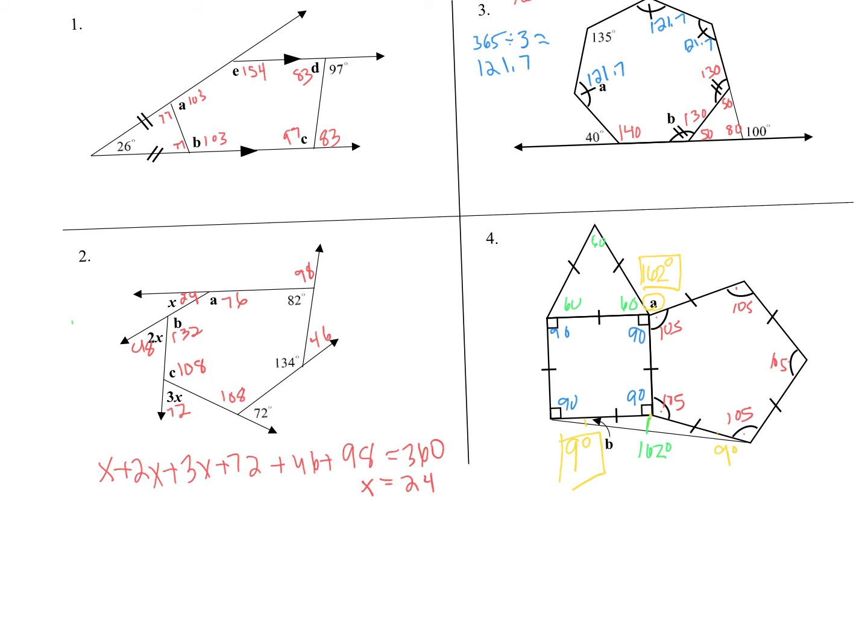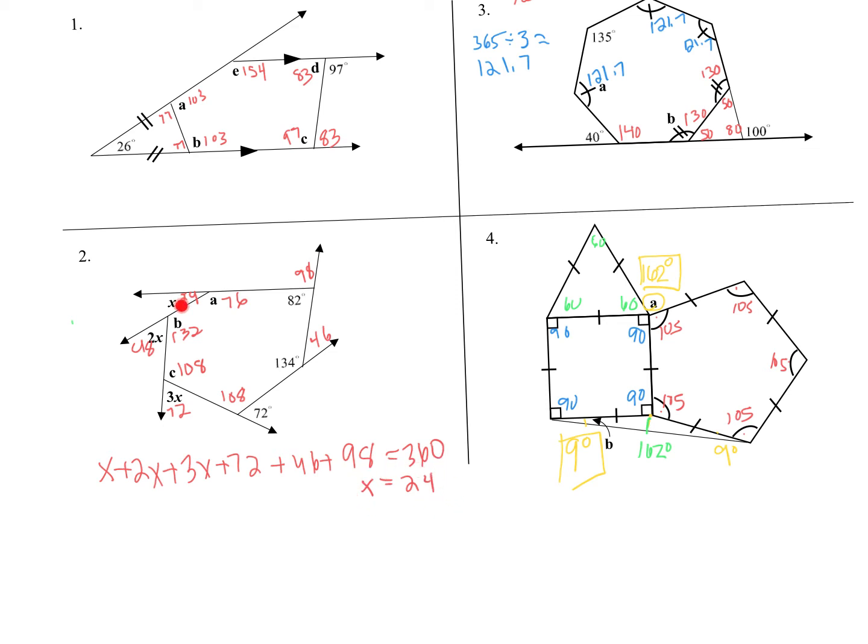Let me move this up. And if we start here to look at number 2, remember that the sum of the exterior angles is always 360. So I knew this was 72, so I could mark that as 180. If this was 134, I knew this was 46. This was 82. I knew that that was going to be 78. If I look at the rest here of the exteriors, my exteriors are x, 2x, 3x, 72, 46, and 98. If you set those equal to 360 and solve, you get that x is 24.